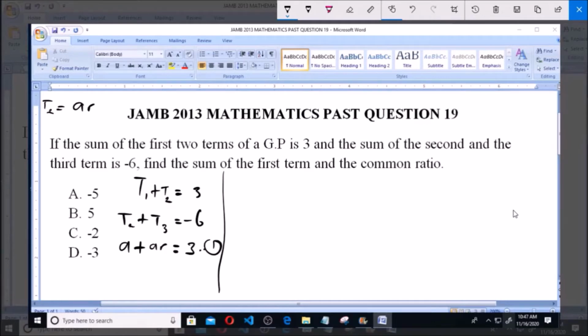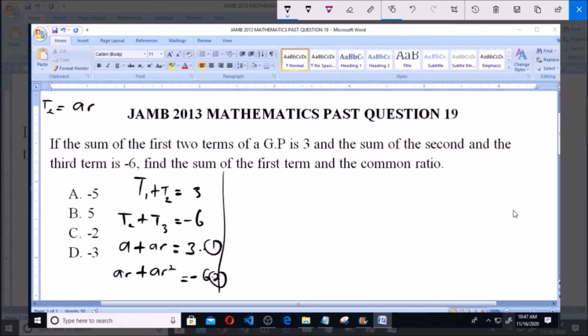Then the second statement says T2 plus T3. Now T2 is AR, and T3 is AR squared. Remember, it's a GP. A GP is given as Tn is equal to AR raised to the power of n minus 1. So when it is T3, n minus 1 will give us 2. When it is T2, n minus 1, that's 2 minus 1, will give us 1. That's why AR raised to the power of 1, and here AR raised to the power of 2. So this is equal to minus 6. Let's call this equation 2.